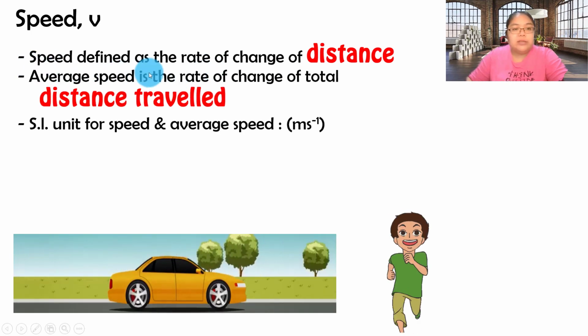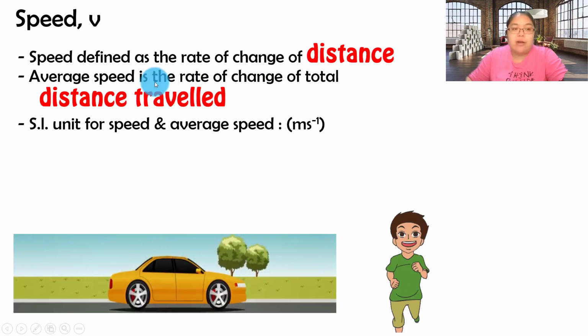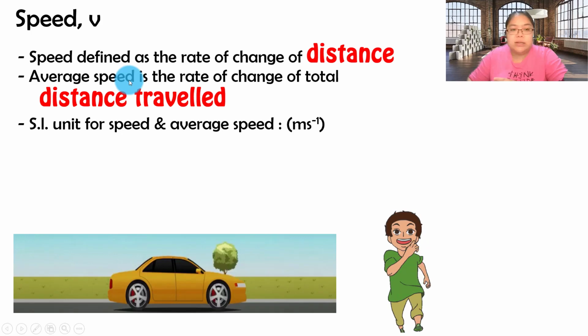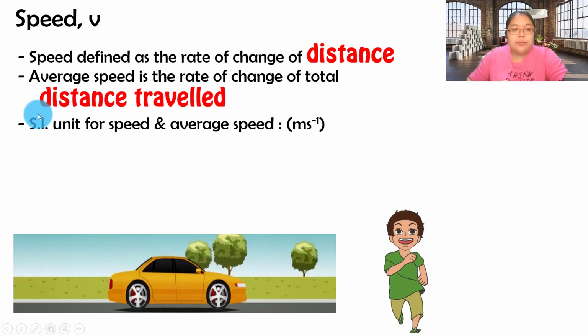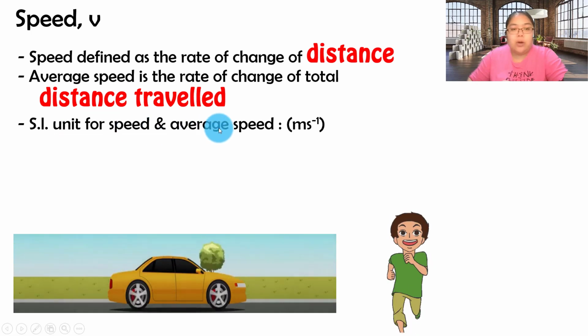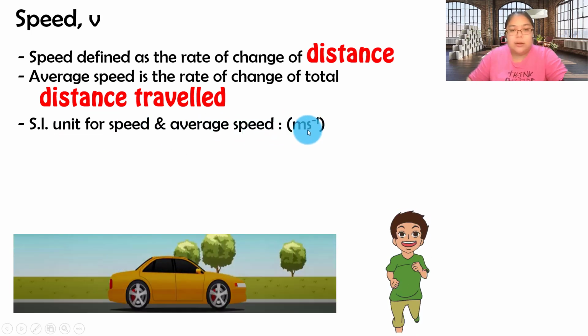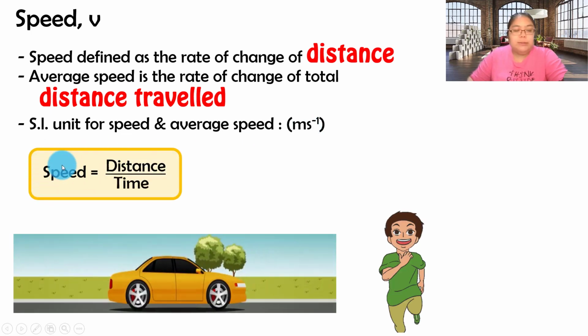Okay, now average speed is the rate of change of total distance traveled. When I say average, that means you need to add all the distances, then divide by the total time taken. So from here, the SI unit for speed, or average speed, is m s^-1. Okay, let's see how to create the unit. Okay, we see the formula.